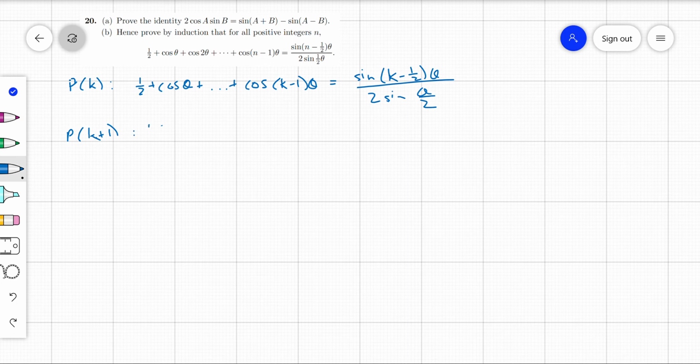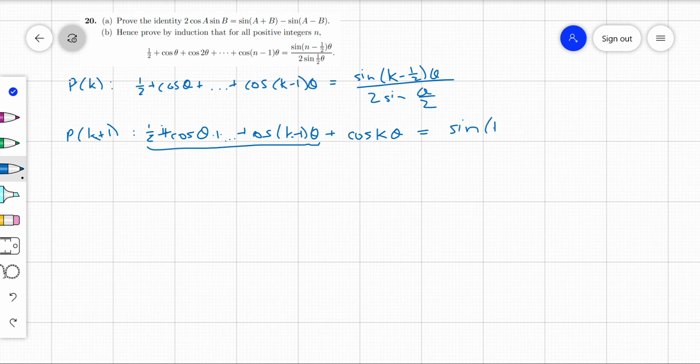What is our P of k plus 1? Well, it's all the way up to our k term, which was cos k minus 1 theta, but we're adding another theta, so all that's the same as before, but we're also adding the next term, which is, if we put k plus 1 in, you can see we'll get cos of k theta. So we're required to prove that it's equal to sine of, now k plus 1 means that minus a half is k plus a half, and we've still got 2 sine a half theta on the bottom.